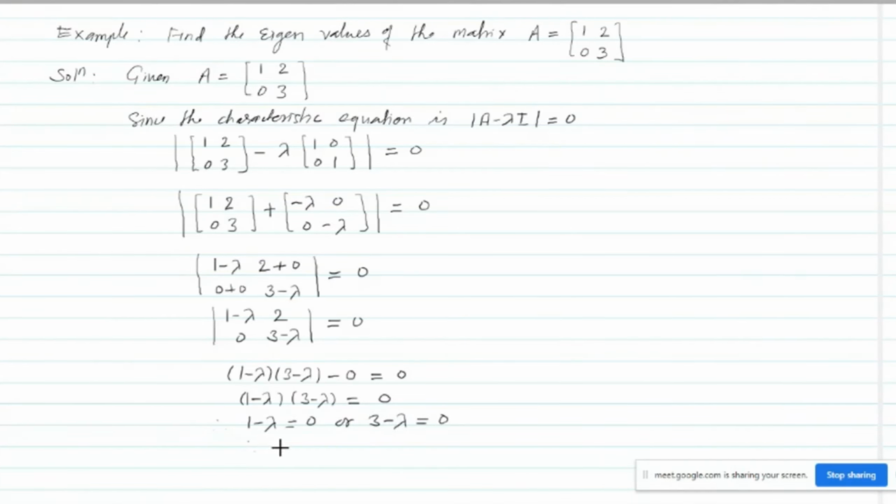Therefore we can write 1 minus lambda equal to 0, or 3 minus lambda equal to 0. So from this you will get lambda equal to 1, or lambda equal to 3. So 1 and 3 are the eigenvalues of the given matrix. Thus lambda equal to 1 and 3 are eigenvalues of the given matrix. You can say this is the eigenvalue, or characteristic value, or latent roots, or proper values, or proper number. There are so many names.